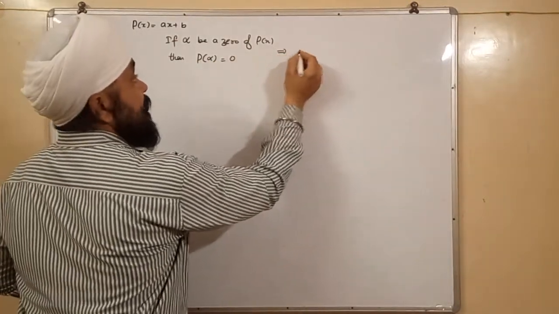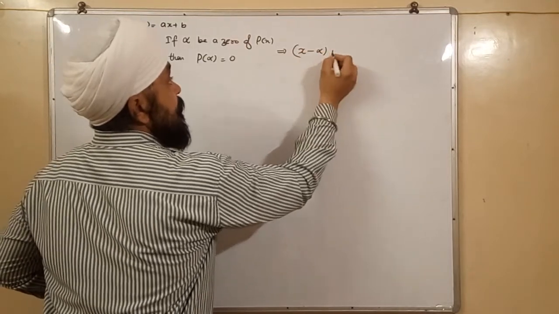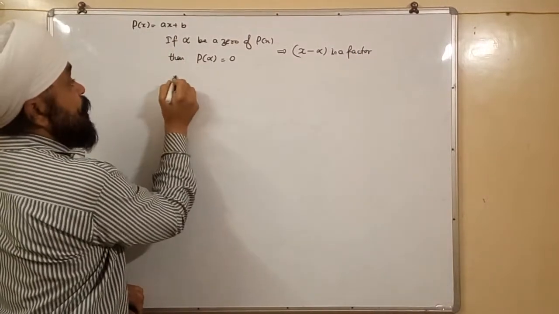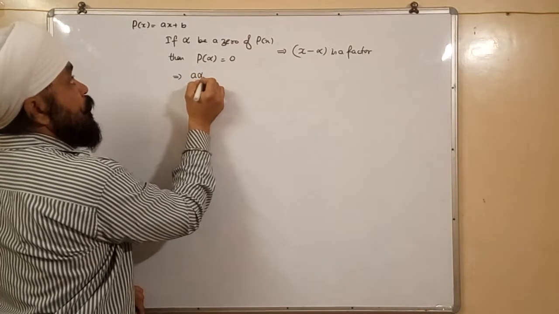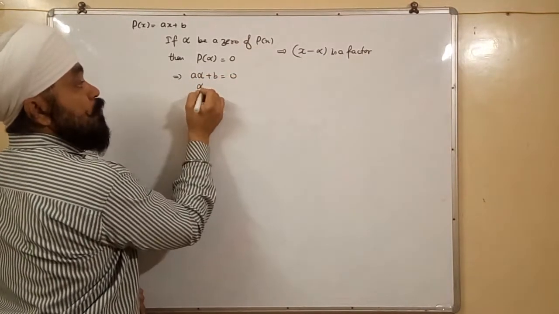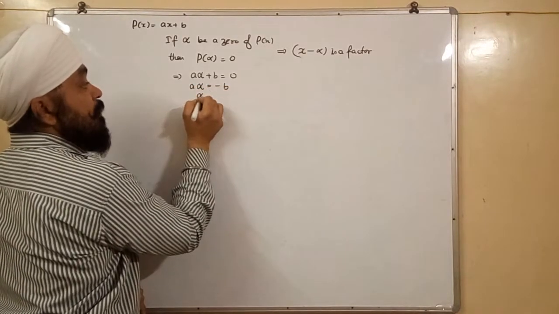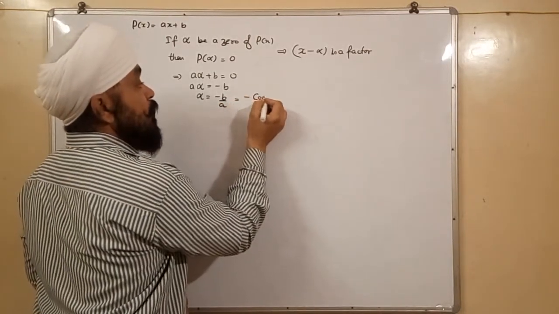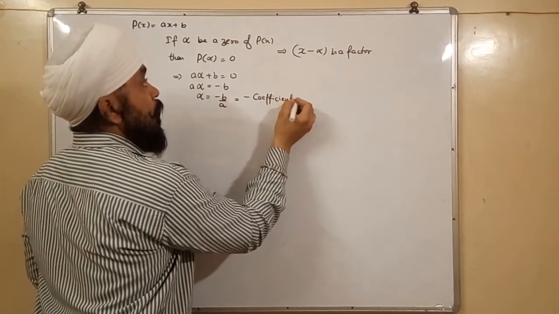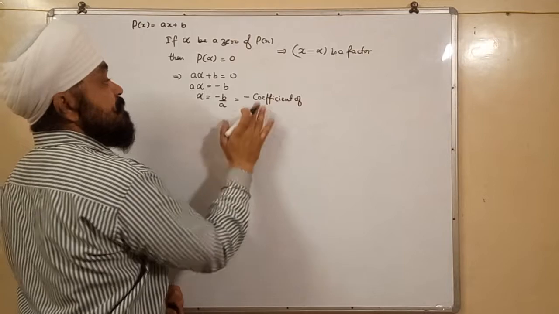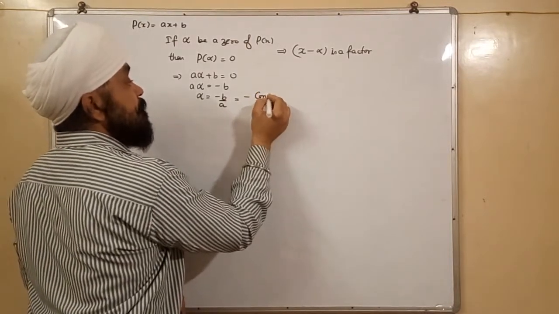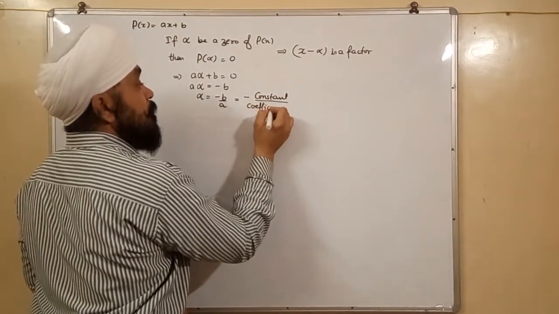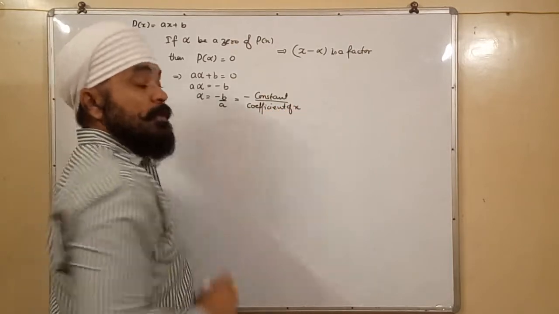So according to this we can write x minus alpha is a factor. And that we can also check, as the polynomial is given to you. This implies a into alpha plus b is equal to 0. So a alpha will be equal to minus b. Alpha becomes minus b upon a. So the relationship here we can write: it is minus the coefficient of, the first part is b, b means it is the constant term, upon a, the coefficient of x. So this is the relationship.